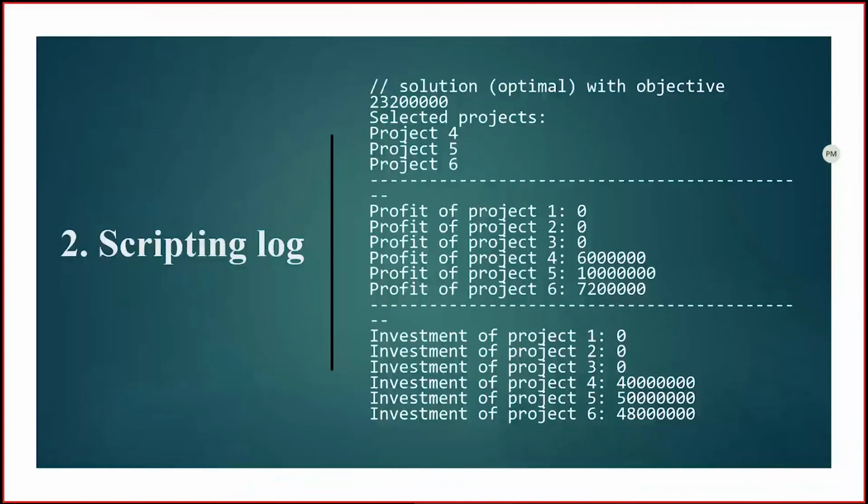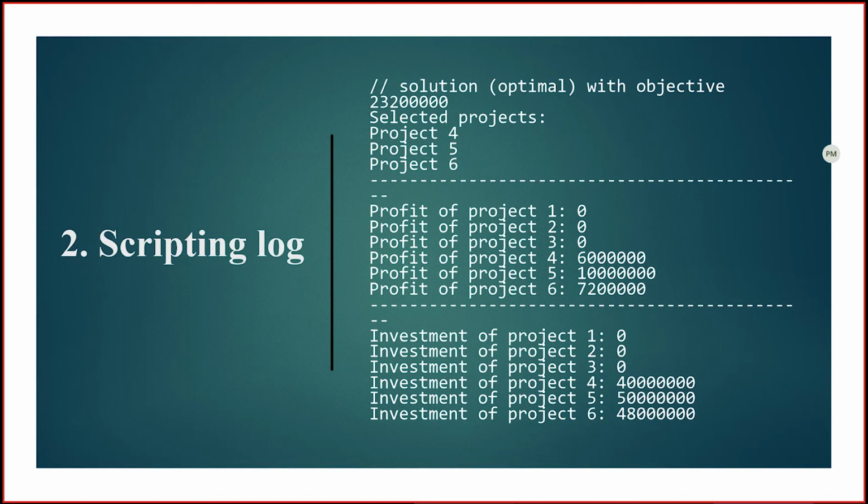And the second part is the scripting log by the SQ command. It looks like a full report of information and is easy to read and understand. As on the screen, projects 4, 5, 6, respectively project DEF, have been chosen. The profits of these projects are about 6 million, 10 million, and 7.3 million.